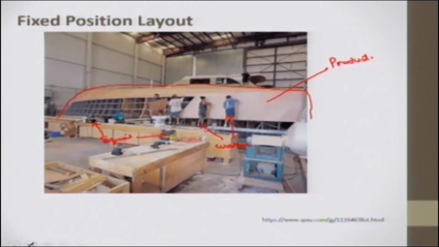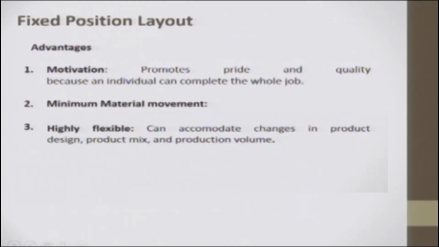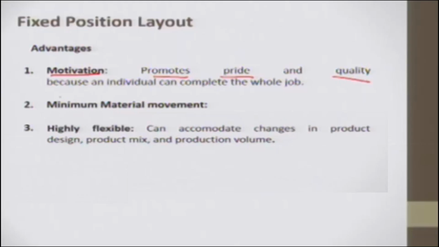So fixed position layout also has certain advantages. For example, motivation. It promotes pride and quality because a single individual can complete the whole job, and this brings him some happiness or pride. Then minimal material movement is here. By material movement I would say the product movement is minimum.